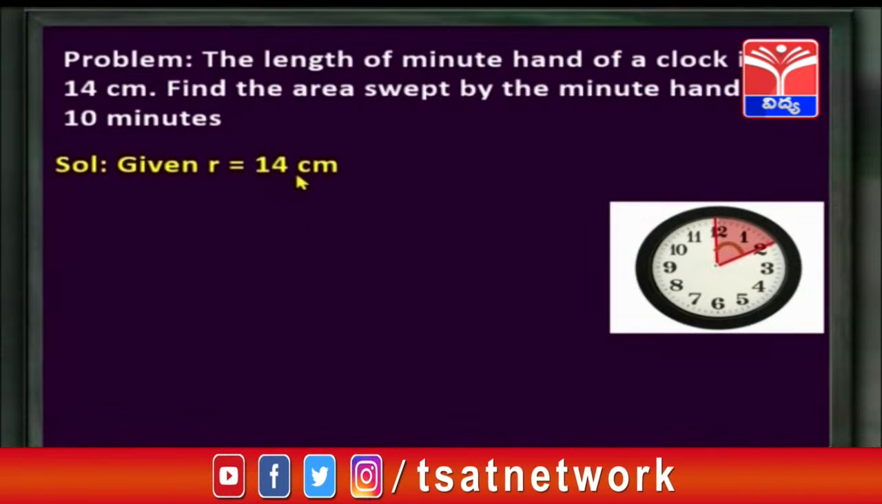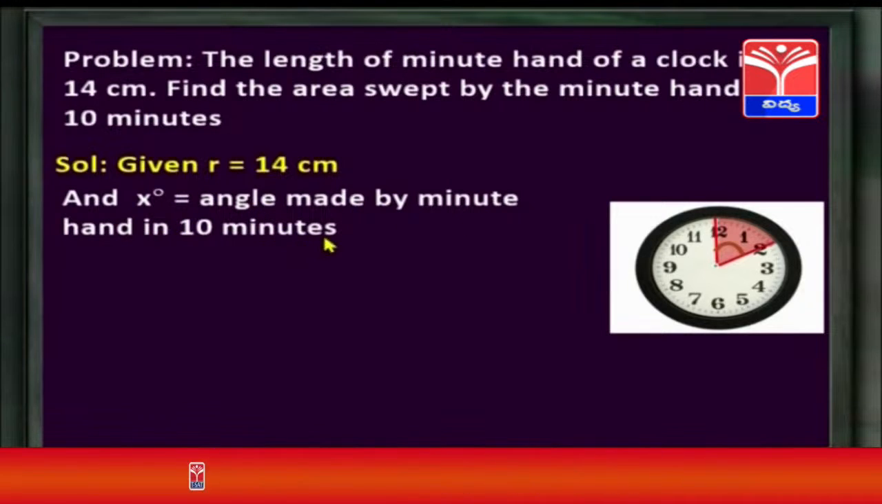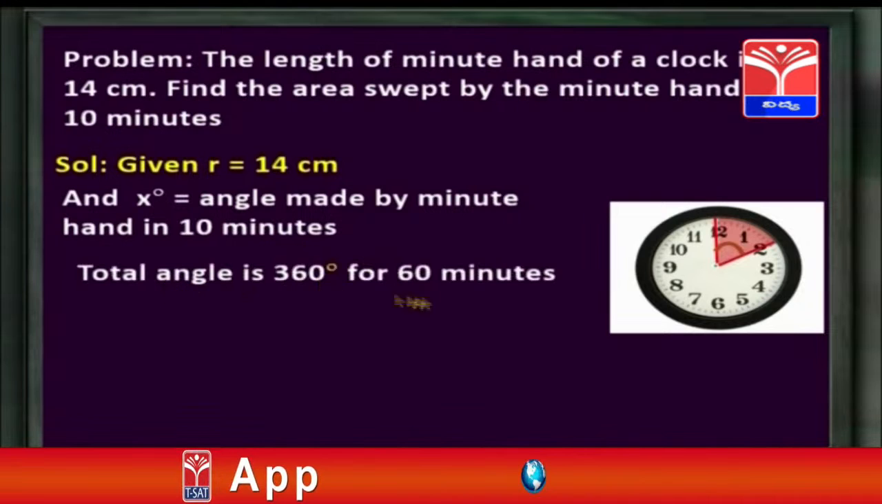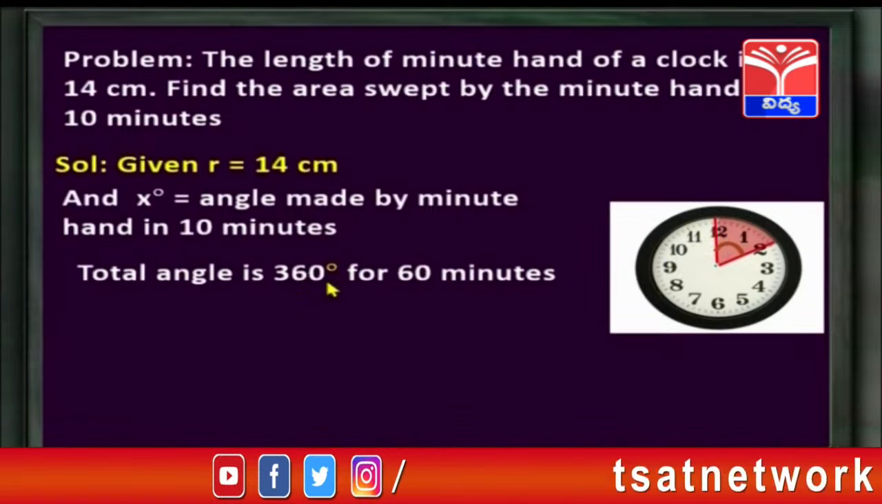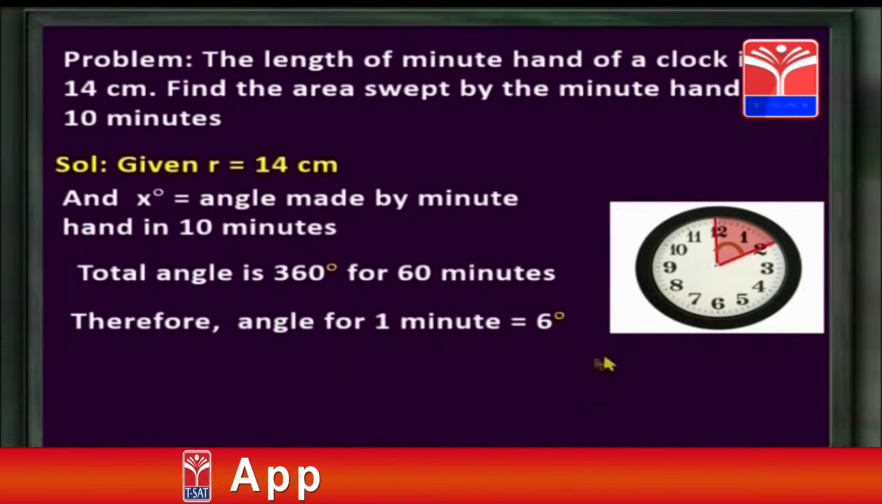Given r is equal to 14, x is the angle made by the minute hand in 10 minutes. We know that the total angle is 360 degrees for 60 minutes. If the minute hand starts from here and comes back here, it makes 360 degrees in total. So, if 360 degrees is for 60 minutes, what is the angle for 1 minute? For 1 minute the angle is 6 degrees.